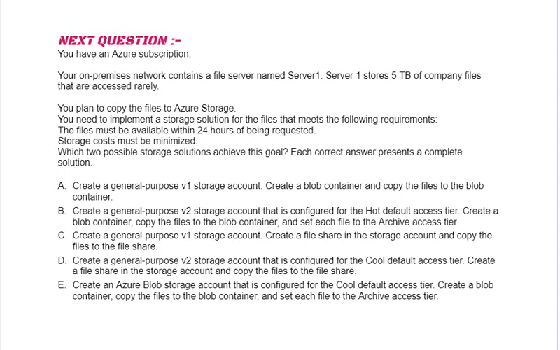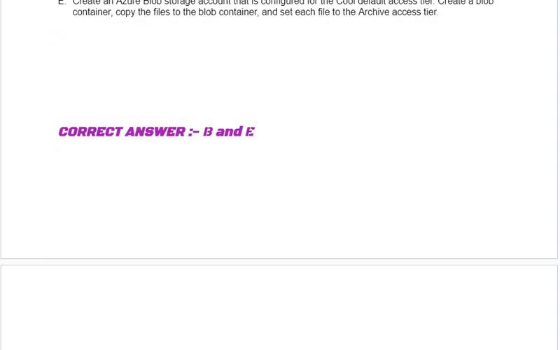Option D. Create a general purpose V2 storage account that is configured for the cool default access tier. Create a file share in the storage account and copy the files to the file share. Option E. Create an Azure Blob storage account that is configured for the cool default access tier. Create a blob container, copy the files to the blob container, and set each file to the archive access tier. Correct answer is option B and option E.